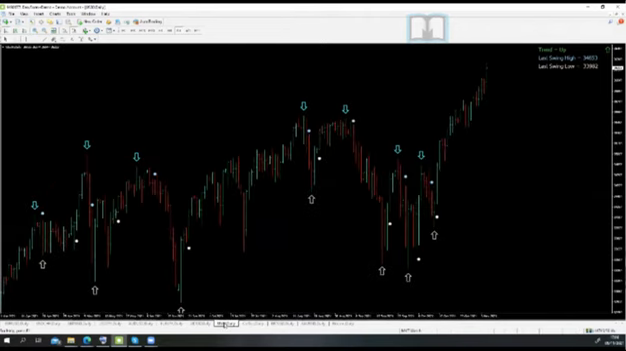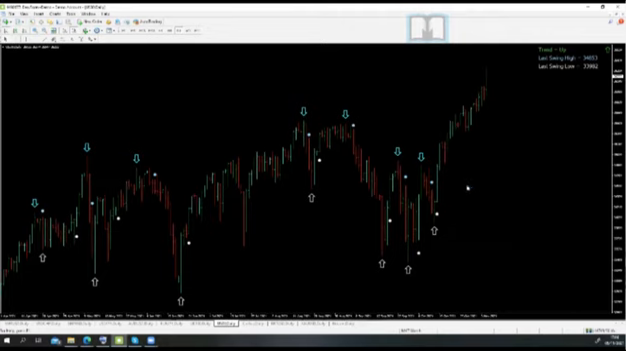The Dow Jones, again, very similar to the FTSE, strong move to the upside, and now we've more or less hit the high point. So we'll be looking at opportunities going to the downside on the Dow Jones.